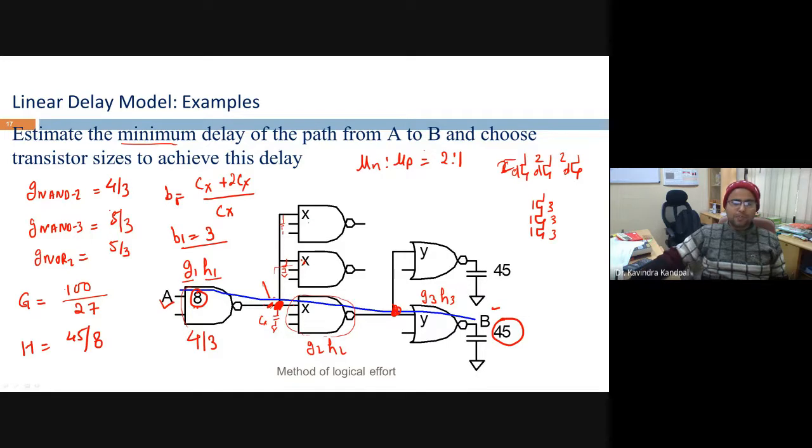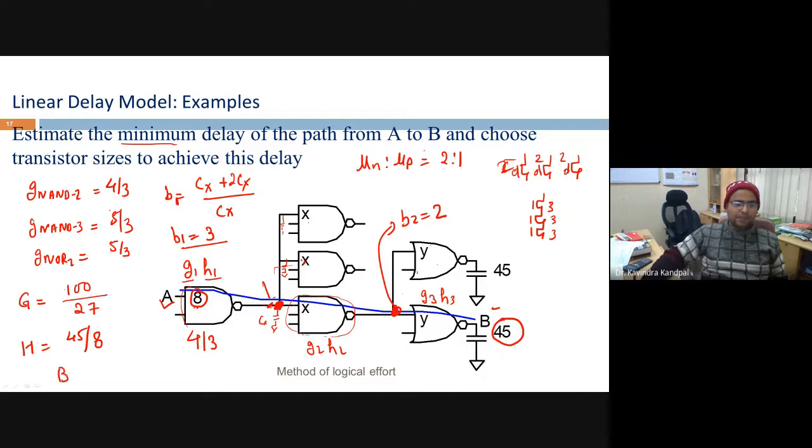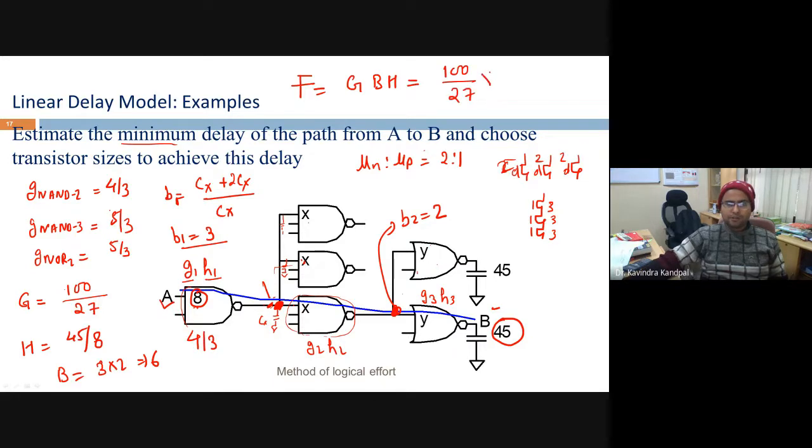Similarly, the branching effort here is how much? 2. Yes or no? So what is the net branching effort? Capital B happens to be 6, 3 into 2. So can you find out what is the F, the path effort? Path effort is G into B into H. 100 by 27 into 45 by 8 into 6. How much are you getting? 125. All of you please make a note of that.